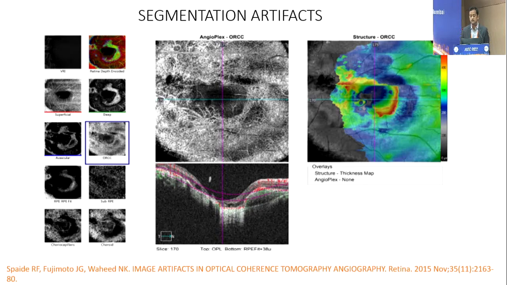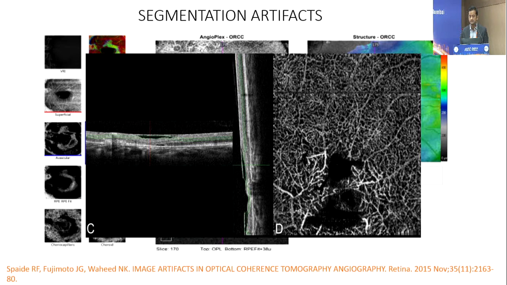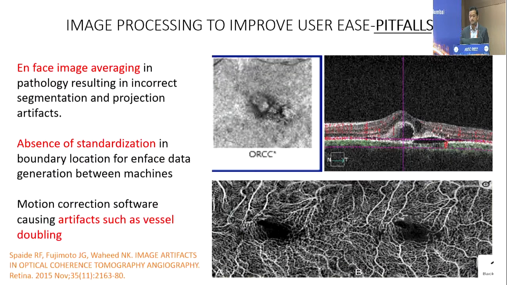The most troublesome artifact by far is the segmentation artifact, which ironically happens only in diseased eyes or in highly myopic eyes. Like in this eye with the posterior staphyloma, the segmentation is all over the place, and in this eye with the PFT, the inner retinal layers are collapsed, and again the segmentation is all over the place.